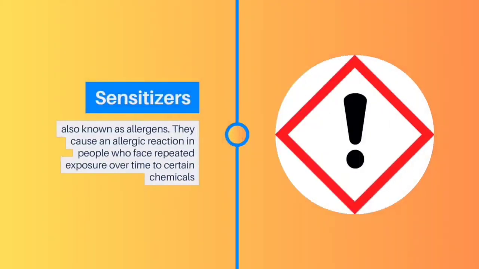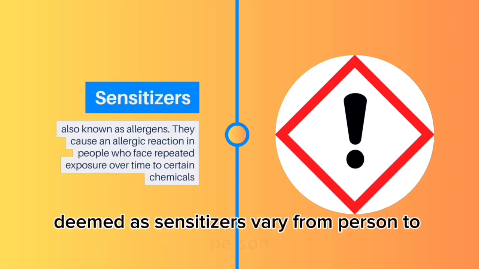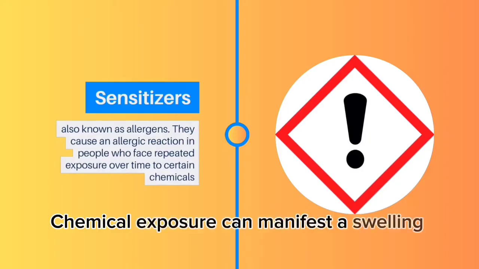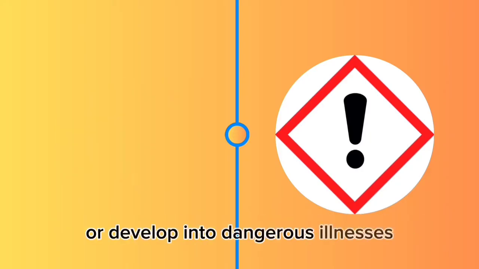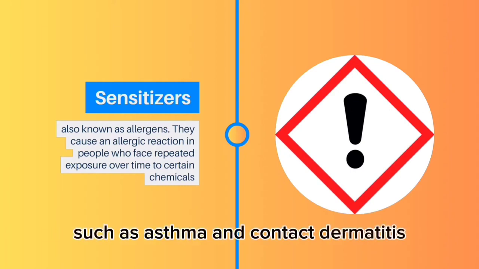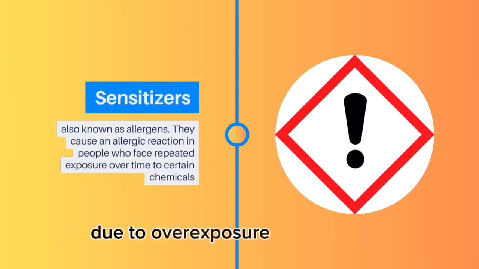Sensitizers. Sensitizers are also known as allergens, meaning they cause an allergic reaction in people who face repeated exposure over time to certain chemicals. Reactions to chemicals deemed as sensitizers vary from person to person and can be either acute or chronic. Chemical exposure can manifest as swelling of the airway or develop into dangerous illnesses such as lung disease. Some diseases such as asthma and contact dermatitis become common among people due to overexposure to chemicals. Examples include chlorine, alkalis, benzoic and allylic halides.